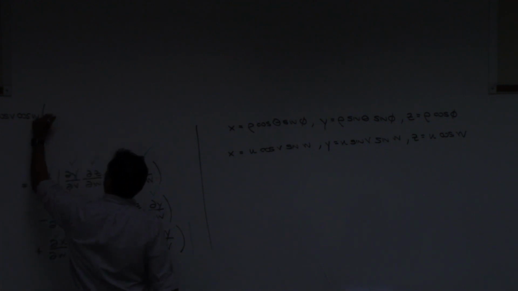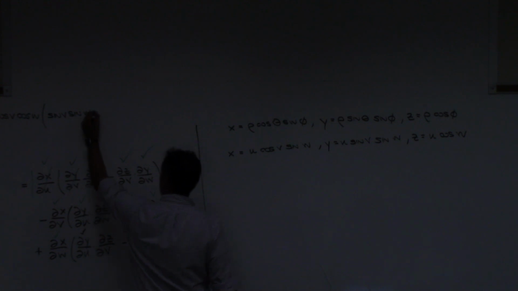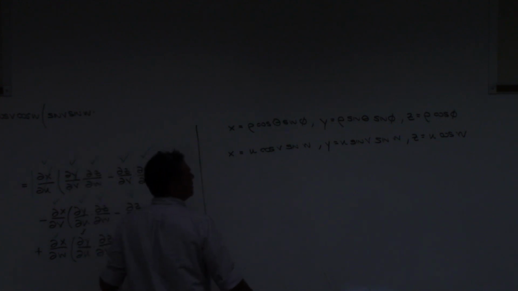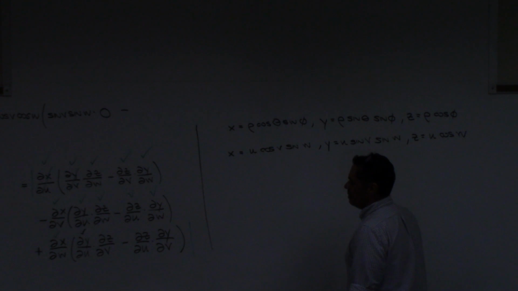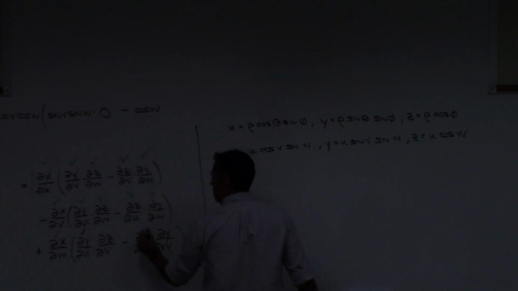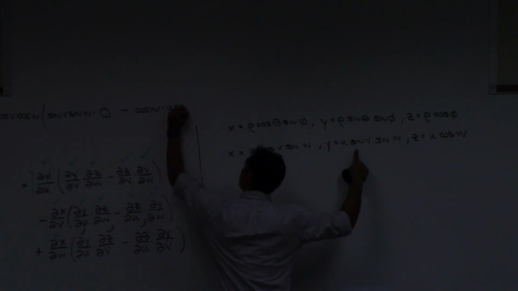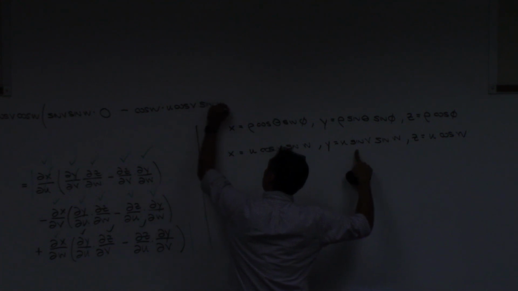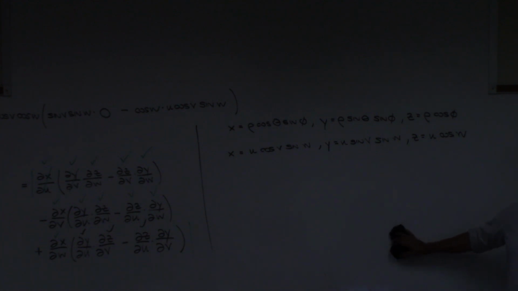Okay, so that's that. This parenthesis, partial y with respect to u: sine v sine w. Okay, that's this one. Times partial z with respect to v: zero. Yes! I'm a little too excited for that. It's only one piece that goes away. Partial z with respect to u: cosine w, and finally, partial y with respect to v: u cosine v sine w. Close the parentheses. There it is. Somehow this becomes rho squared sine phi.